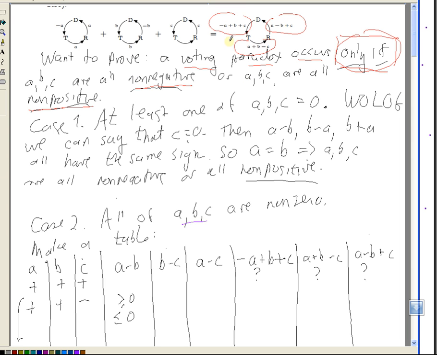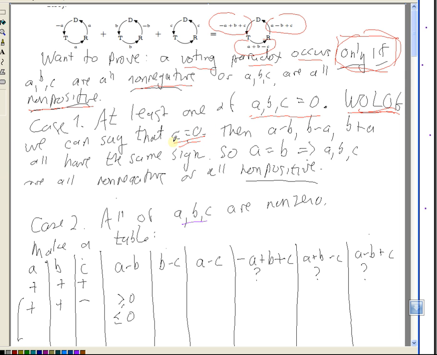Okay, so I'm going to break the proof up into two cases. Case 1, at least one of these three numbers A, B, and C is equal to 0. Let me just pick one. Without loss of generality, I'll say that C is 0. I could use the same argument with A is 0 or B is 0. I'm just choosing C as an example. If you wanted to write it out for A and B, it would be the same proof, just twiddling around the letters.